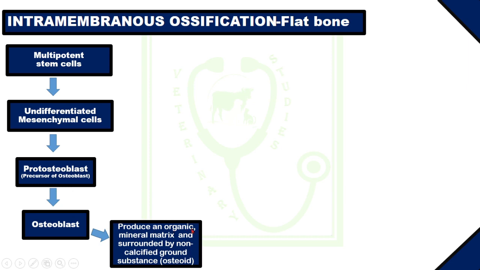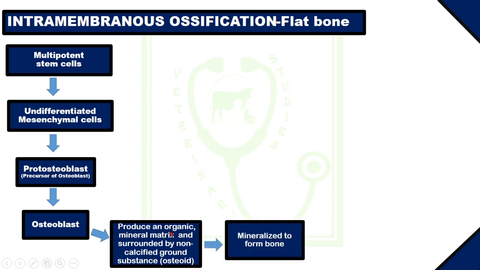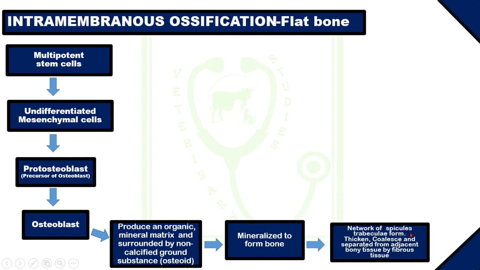Osteoblasts produce an organic matrix surrounded by a non-calcified ground substance called osteoid, which is the unit of bone. Osteoblasts are mineralized by calcium, magnesium, and phosphorus by the action of alkaline phosphatase enzyme, which leads to bone formation. After the formation of bony tissue, a network of spicules, trabeculae, forms, which are thickened, coalescent, and separated from adjacent bony tissue by a fibrous tissue.